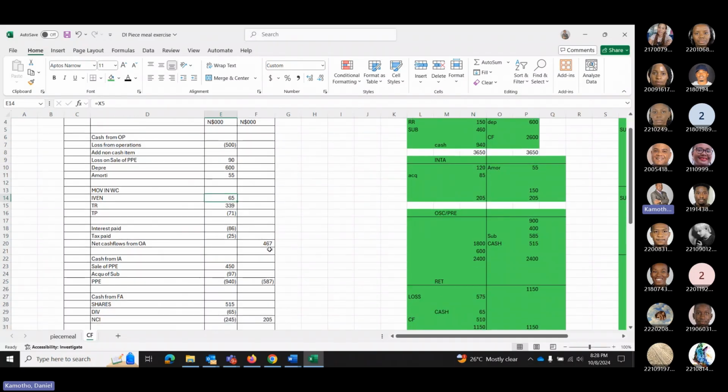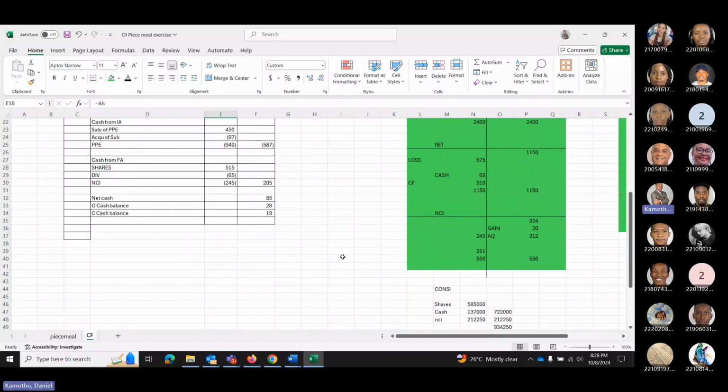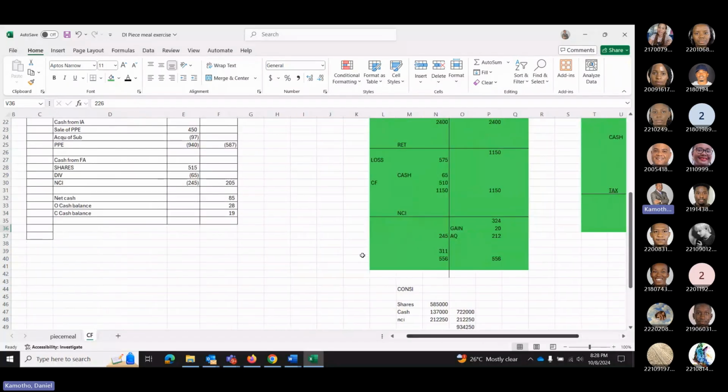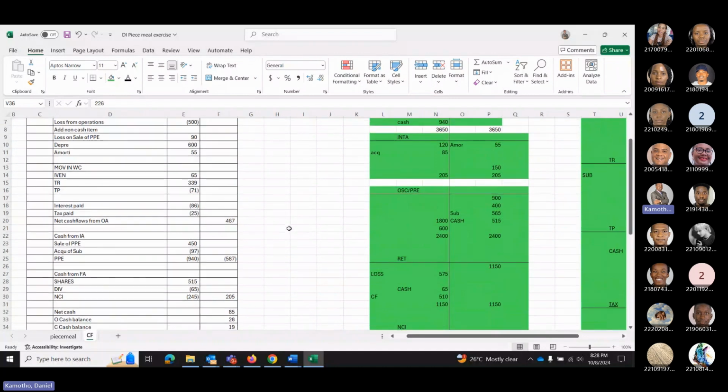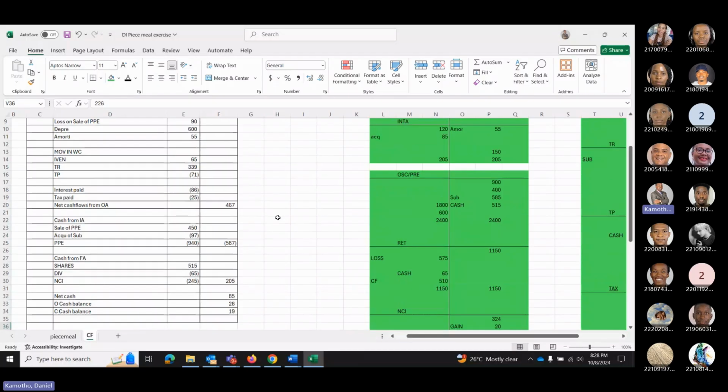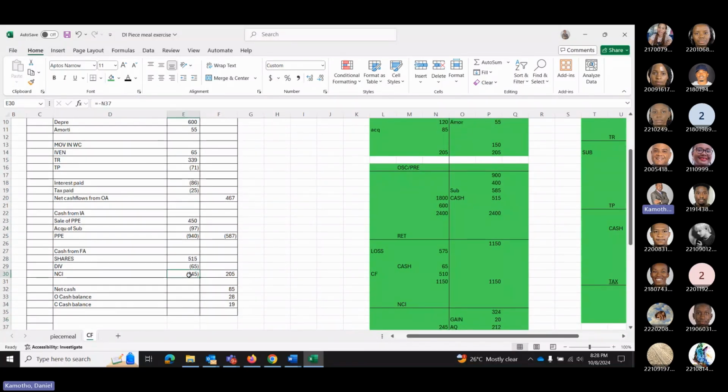Let's see. Interest paid, was the interest, oh, that was tax. We interchanged here. That was tax because we worked out 140, 150. Yeah, tax is 86, interest is 25, which is fine. So help me find where we made an error. I think NCI is fine here. Dividend is fine. 940, 97, acquisition of a subsidiary, fine.